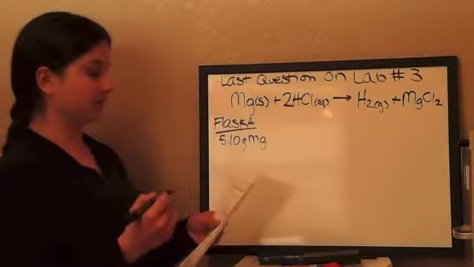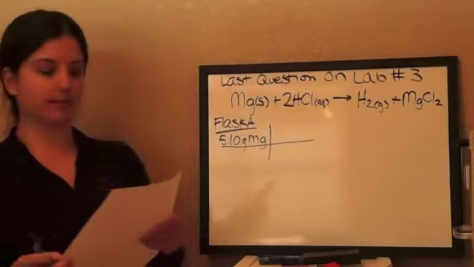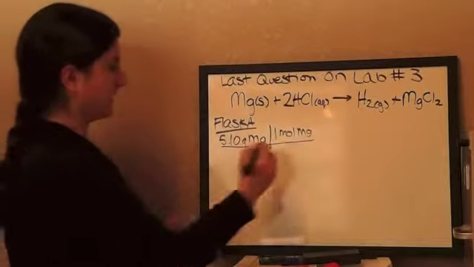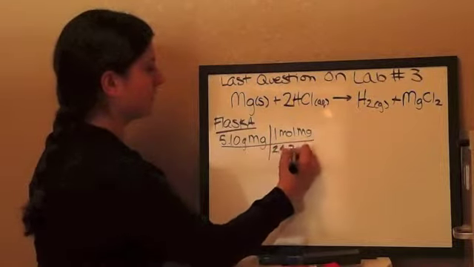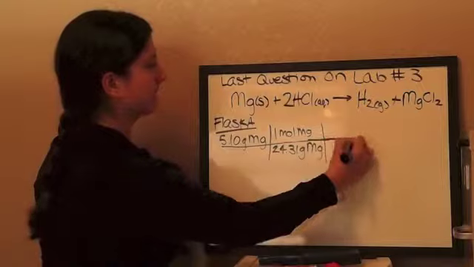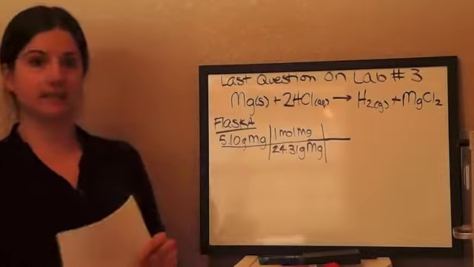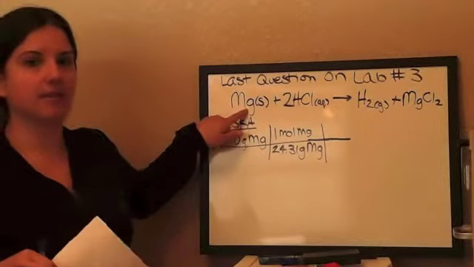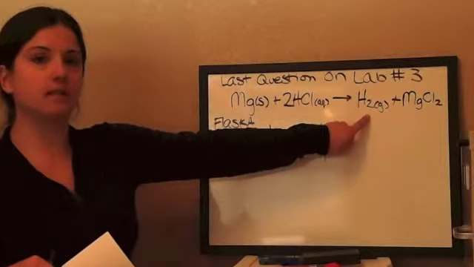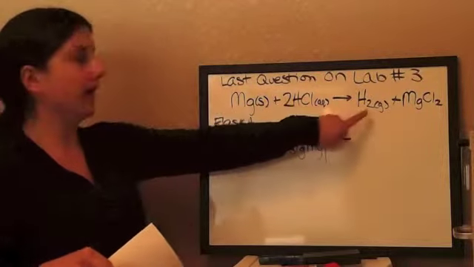So we have 5.10 grams of magnesium. We're going to convert to the number of moles of magnesium. So we have 1 mole of magnesium, and the molar mass of that is 24.31 grams of magnesium. After we do this calculation, we're going to have the number of moles of magnesium. Now the number of moles of magnesium isn't exactly what we're looking for. We want to figure out how much hydrogen there is, and the way you can do that is you can use this chemical equation to figure out the ratio between the magnesium and the hydrogen.